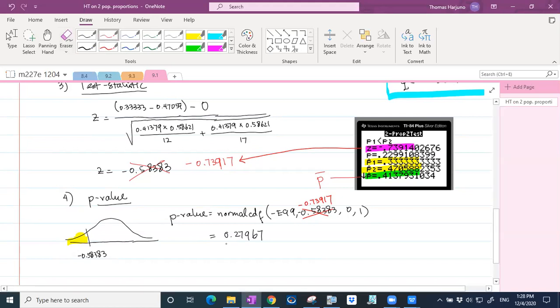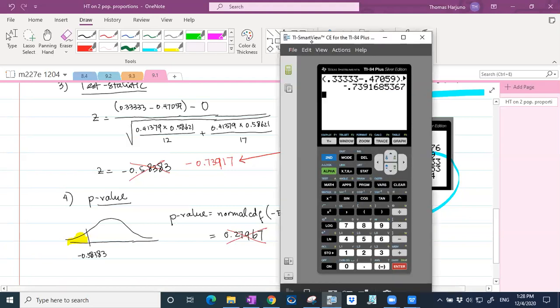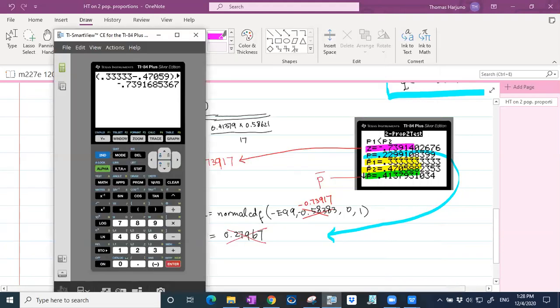Now the p-value we get should be, you know what? Instead of crossing it out, I marked it wrong. The p-value we get will be from here. This is our p-value, supposedly, but let's see if I do it by hand. Normal CDF, and this is negative 0.73917.